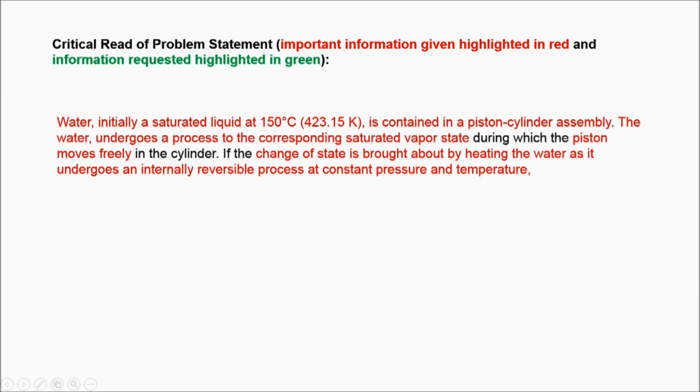First, let's do a critical read of the problem statement, highlighting in red the important information given and in green the information requested. Highlighted in red for the information provided, we have the following. Water, initially a saturated liquid at 150 degrees C, is contained in a piston cylinder assembly. The water undergoes a process to the corresponding saturated vapor state, during which the piston moves freely in the cylinder. If the change of state is brought about by heating the water as it undergoes an internally reversible process at constant pressure and temperature, and highlighted in green for the requested information, determine the work and heat transfer per unit mass, each in kilojoules per kilogram.